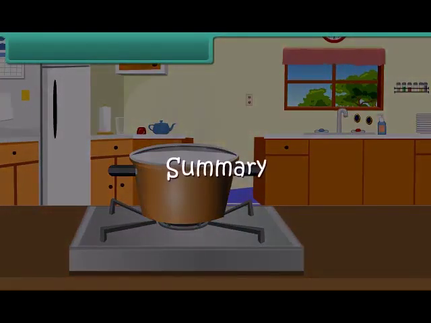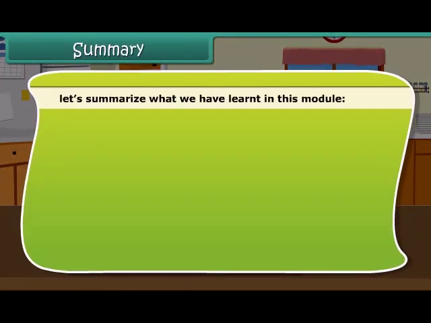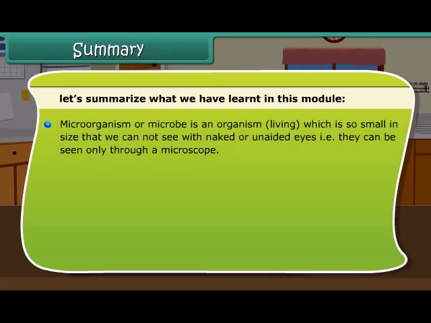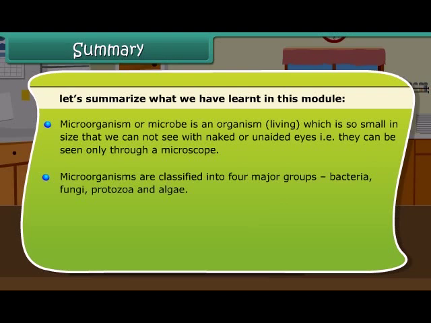Summary. Friends, let us summarize what we have learned in this module. Microorganism or microbe is a living organism which is so small in size that we cannot see it with naked or unaided eyes, that is, they can be seen only through a microscope. Microorganisms are classified into four major groups: bacteria, fungi, protozoa, and algae.